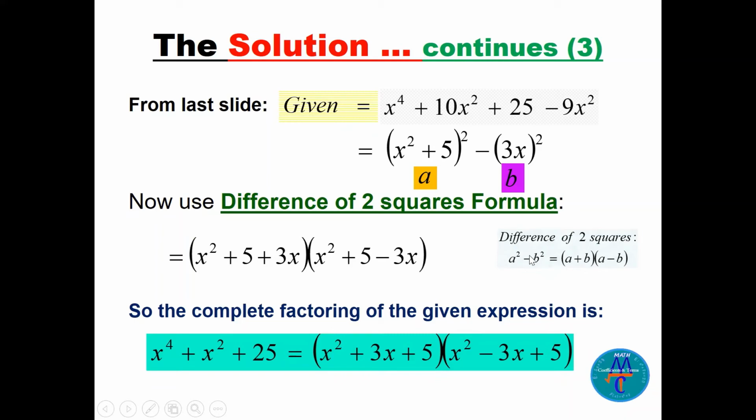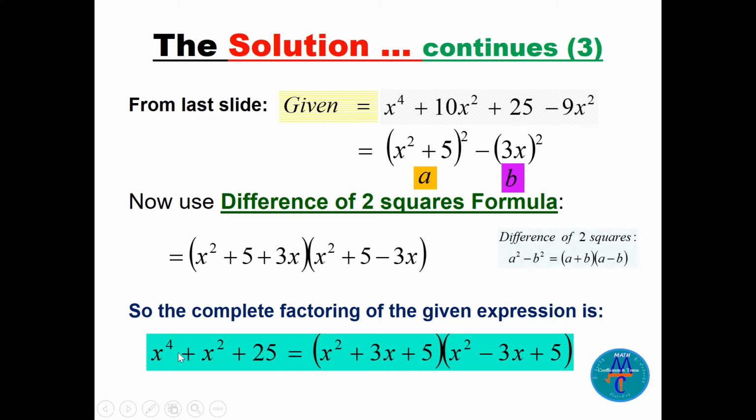So I can use this formula, a squared minus b squared, which is a plus b, a minus b, and we call it difference between two squares, or difference of two squares, the same. Now we have x squared plus 5 plus 3x, times x squared plus 5 minus 3x. And then I can write in a neat way the answer. This is the complete factoring.